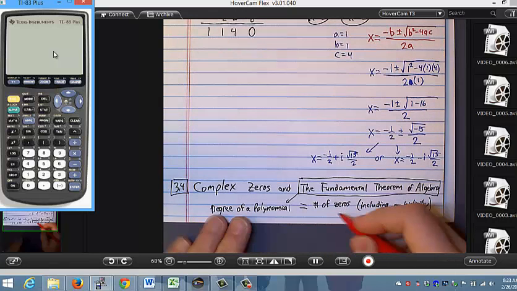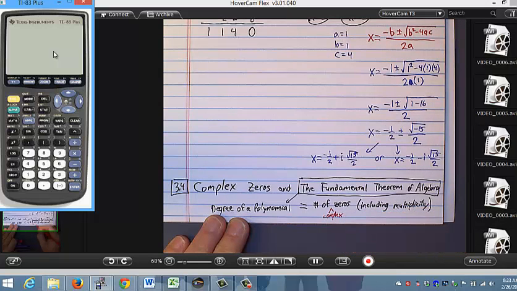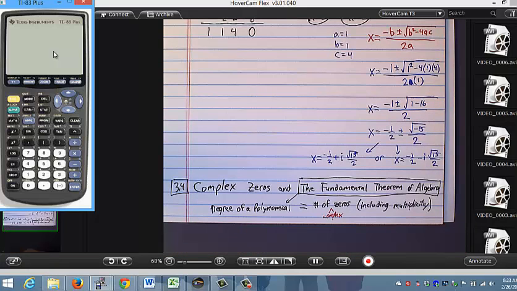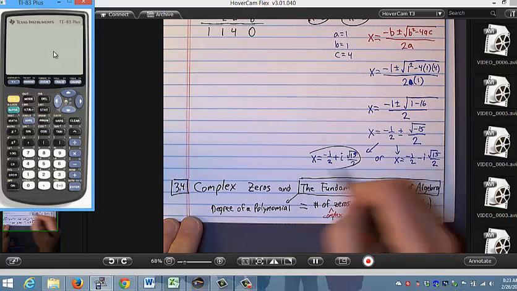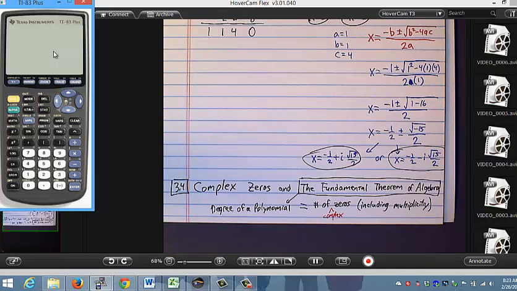So you have to have complex allowed. Now I have, if you look at it, 1, 2, 3, 4 solutions to this equation. Are you with me? Okay.